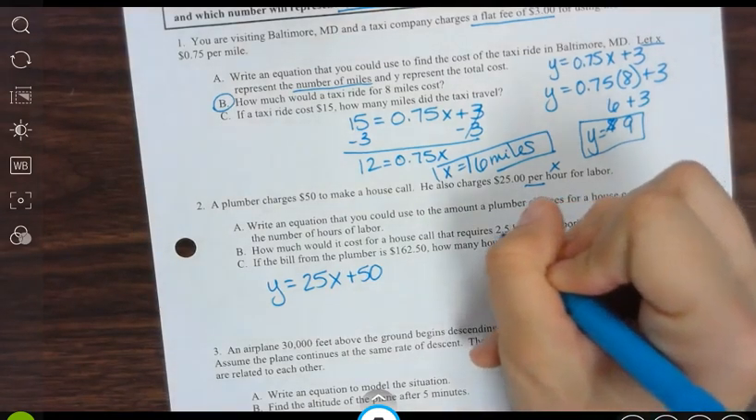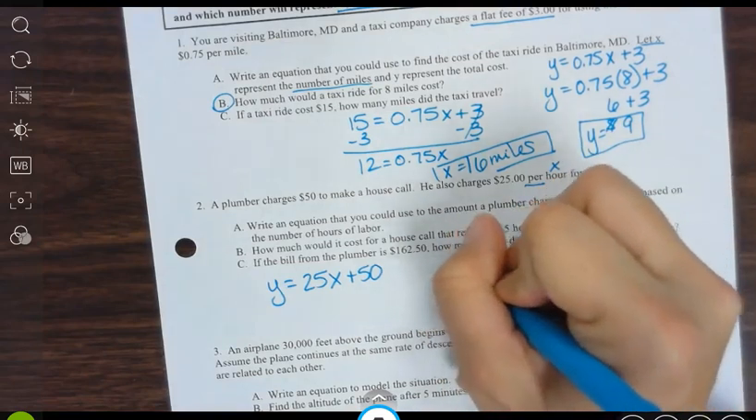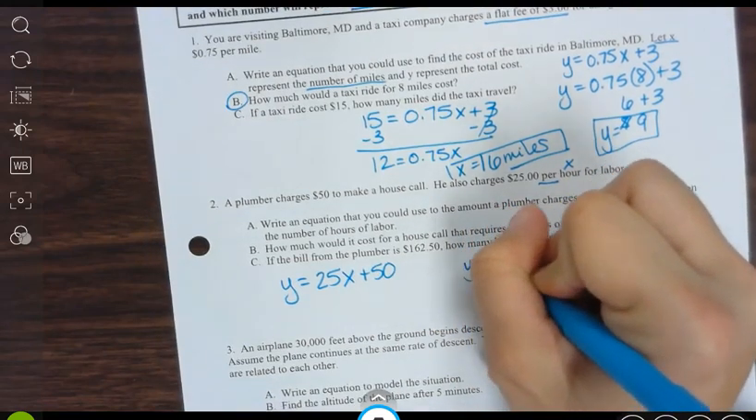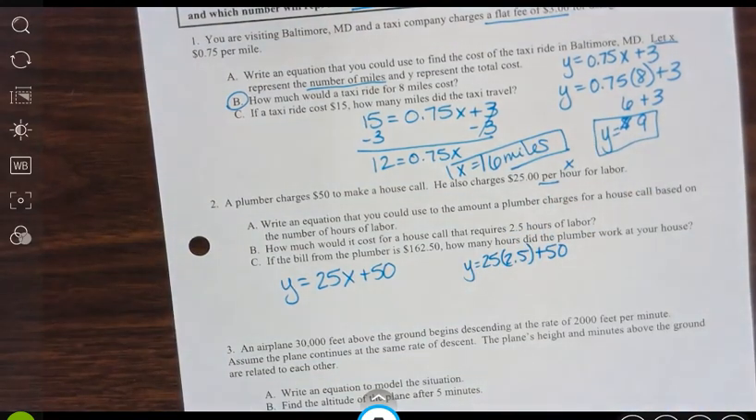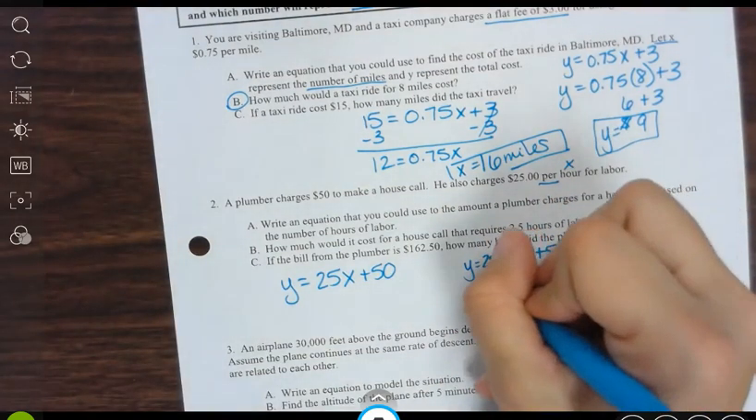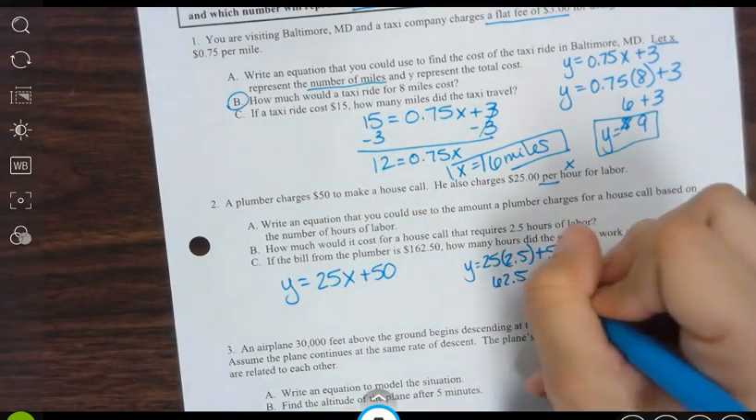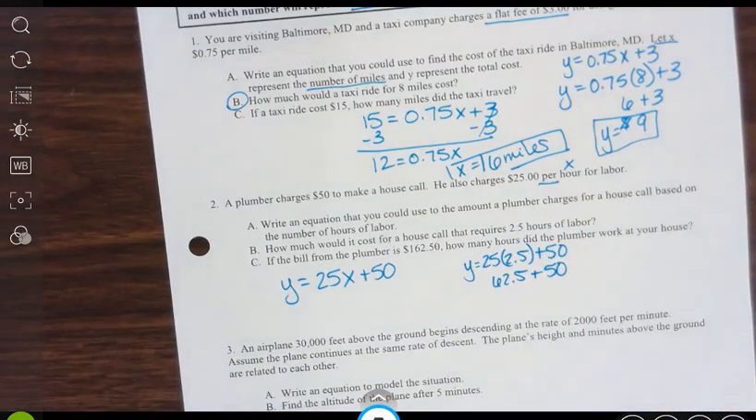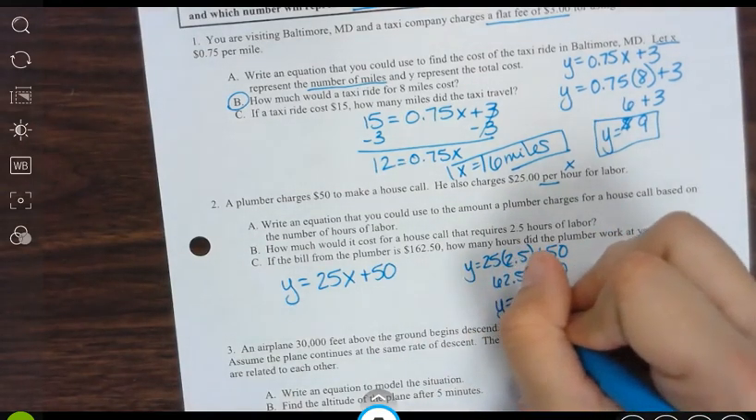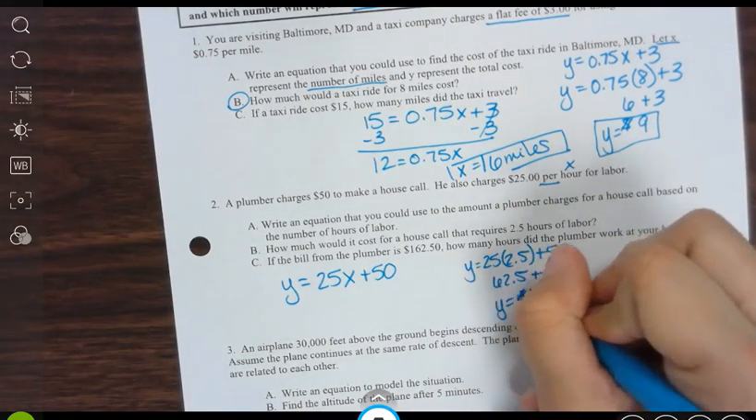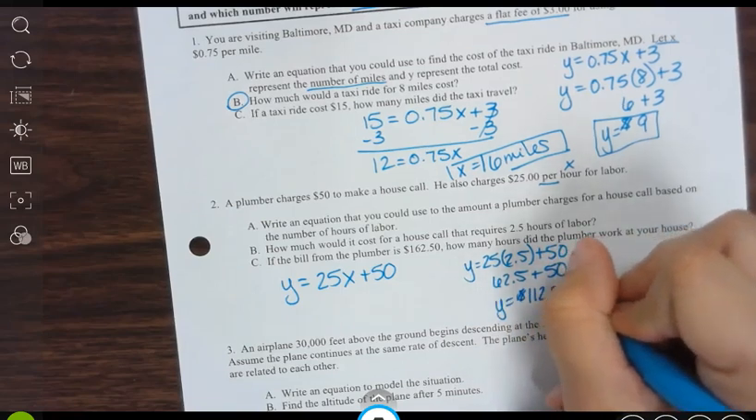Alright, so 2.5 hours of labor, so y equals 25 times 2.5 plus 50. 25 times 2.5 is 62.50. Plus the $50 for him making the house call. So y equals $112.50.